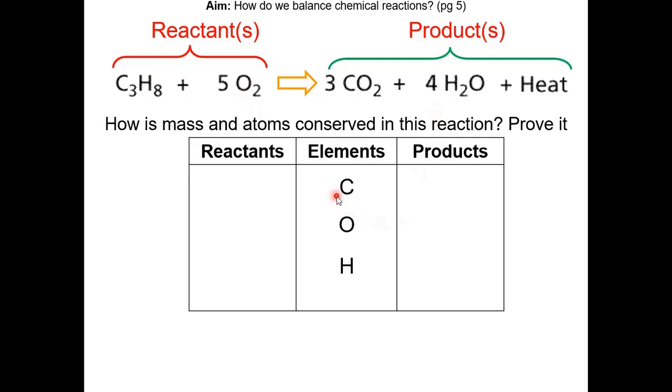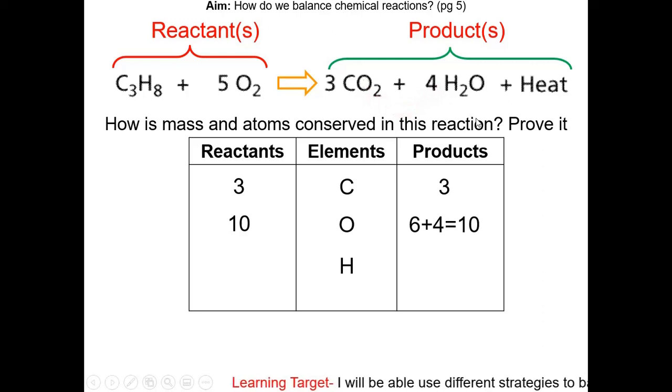How many carbon atoms are on the reactant side? We see 3. How many carbon atoms on the product side? There is 1 carbon in CO2, but since we have 3 CO2s, there's 3 carbons. How many oxygen atoms are on the reactant side? 5 times 2 is 10. How many oxygens on the product side? 3 times 2 is 6. 4 times 1 is 4. 6 plus 4 is 10.